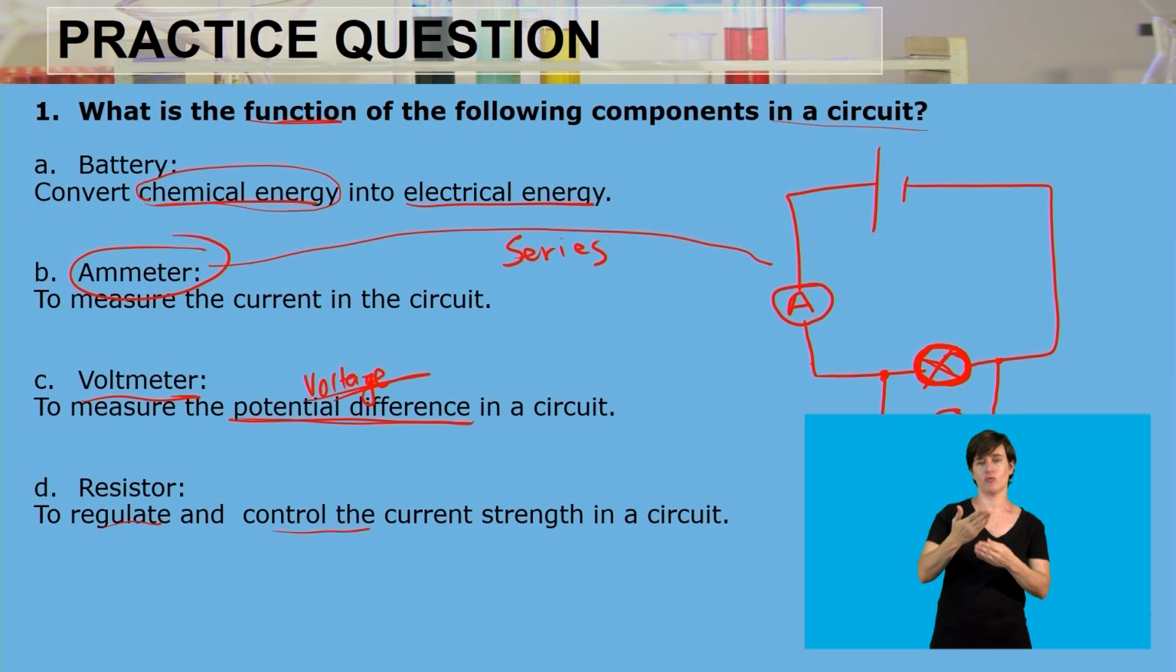So if you want to control the current strength in a circuit, you need to connect a resistor. Remember, the resistor is going to resist the flow of current, or the flow of charge, from one point to the other. To measure how much resistance a resistor has, it is measured in ohms, with the symbol omega.